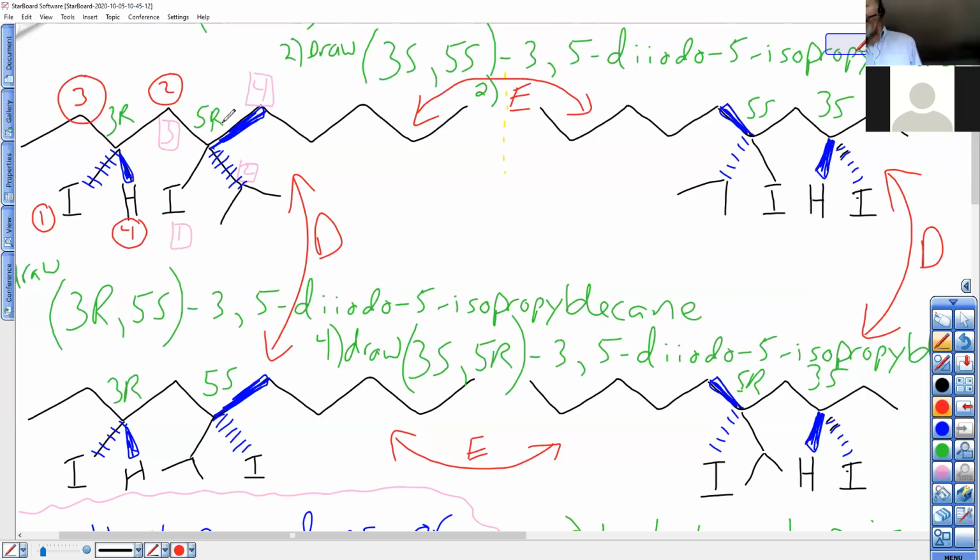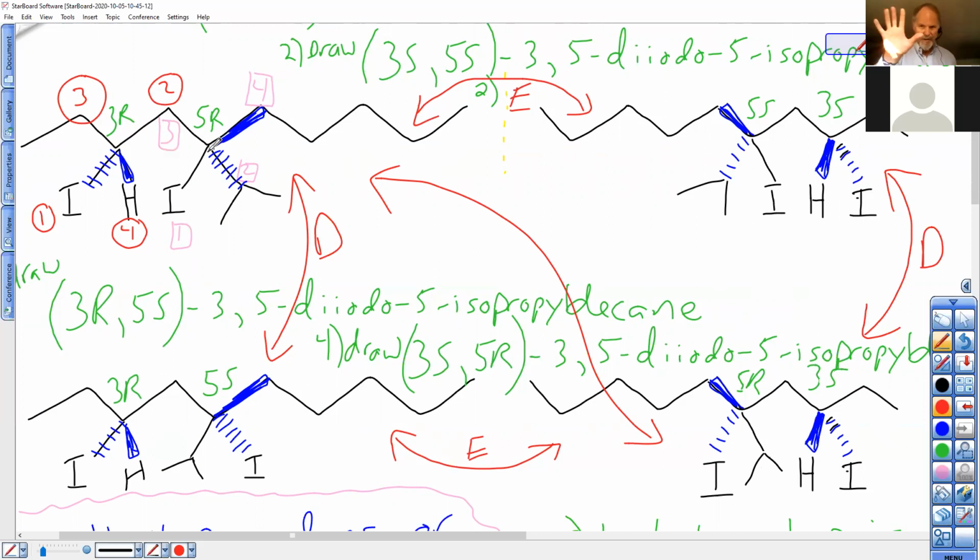Where the 5 stereocenter changed and the 3 stayed the same. Same story down here. You have to be careful. The 3 here is on the left side of the molecule. It's the opposite of the 3 here, but the 5 here is the same as the 5 here. I know they're not drawn the same, but they both are R, which means they are the same.